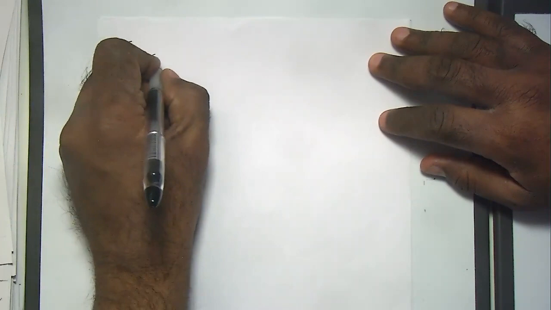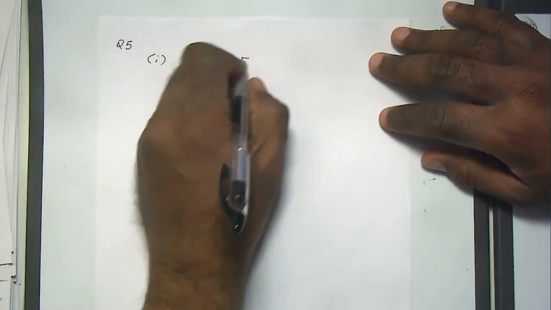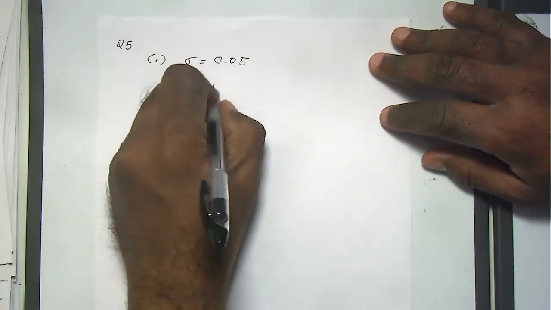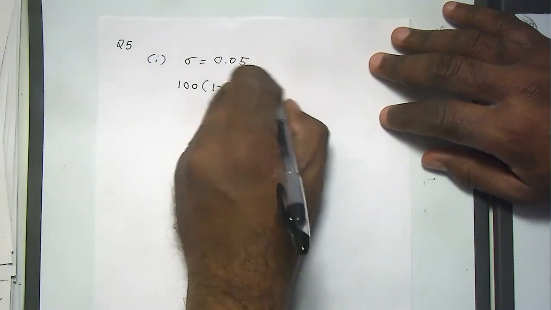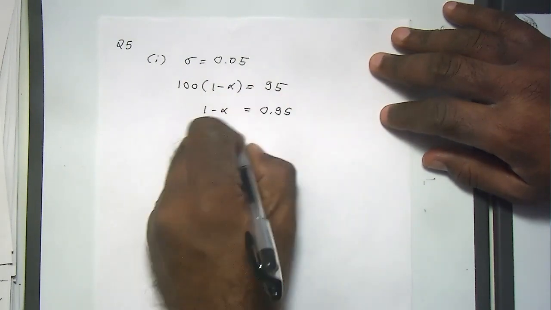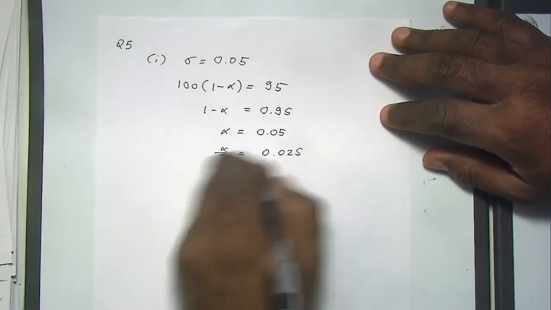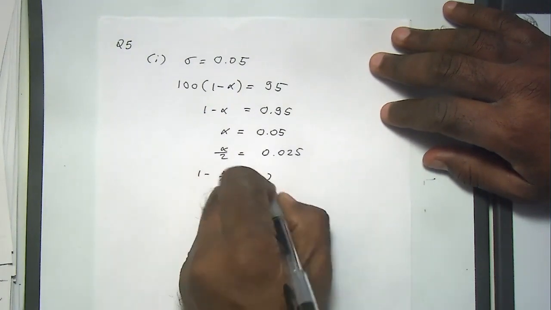Sorry, give me the number for this. So question 5, part 1. I will only do part 1. Part 2 is similar. So you have sigma equal to 0.05. Your 100 times 1 minus alpha is 95, so that means 1 minus alpha is 0.95, alpha is 0.05, alpha by 2 is 0.025, and 1 minus alpha by 2 is 0.975.